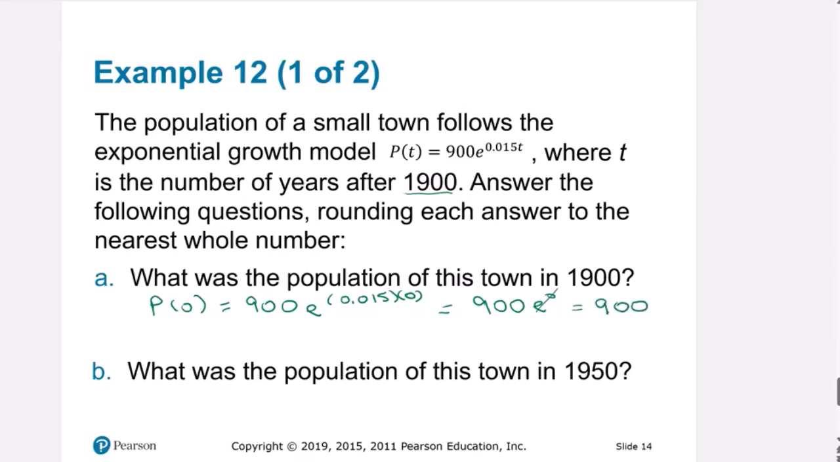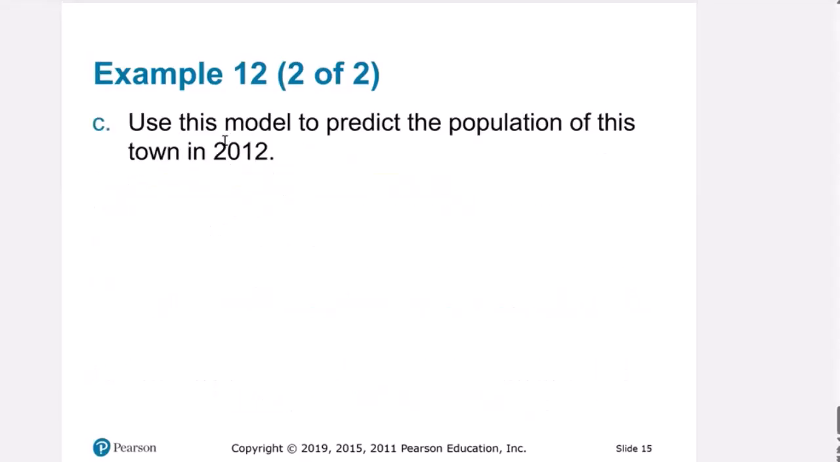So those are always the easiest ones. You don't even need a calculator. Whenever an exponent is 0, that whole thing just becomes 1. Now we want to know what was our population in 1950. 1950 is 50 years past 1900. That means T is 50. The answer for this is approximately 1,950 people.